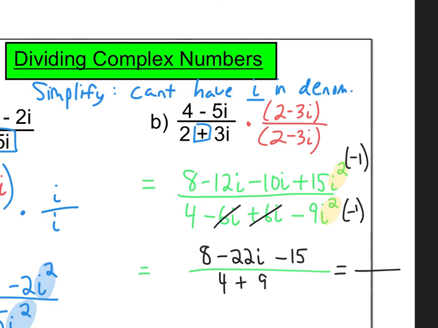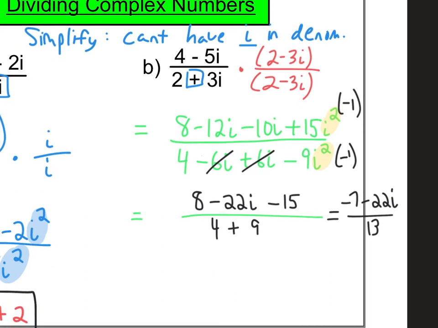Okay, and that's going to leave us in the numerator 8 minus 15, which is negative 7, minus 22i. The denominator is just a real number, equals 13, right? It's not imaginary anymore. That's what we wanted to happen. Okay, so that's actually one way you can write the answer.